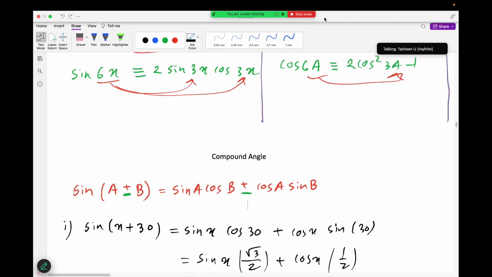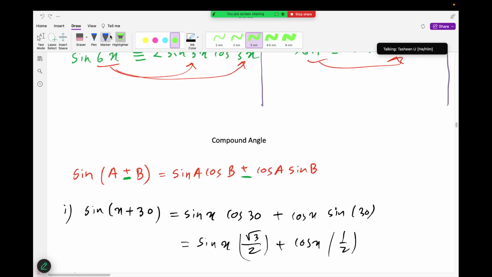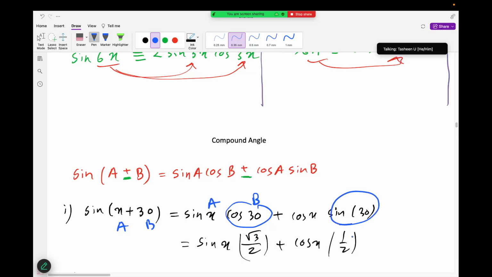This became a disaster by showing you the solution, so I will not show the solution for the next one. If it is given sine x plus 30, basically here we are showing how to use the formula. You treat this as a and this as b. So sine a cos b: sine x cos 30, plus cos a sine b: cos x sine 30. Then you calculate cos 30, which is root 3 by 2, and sine 30, which is half.